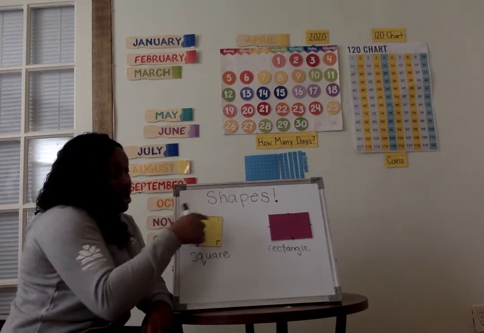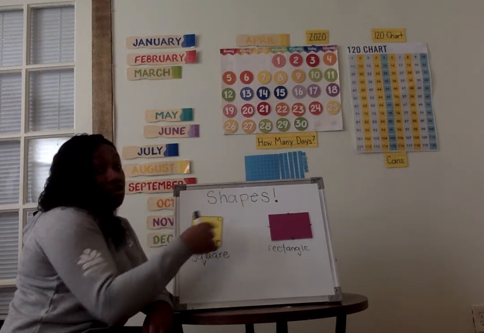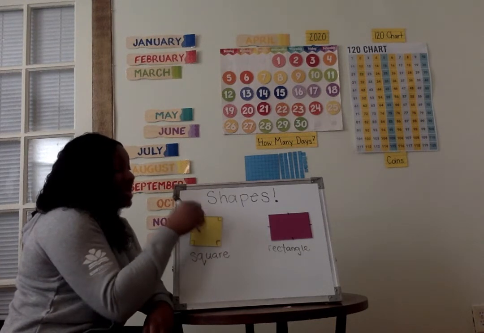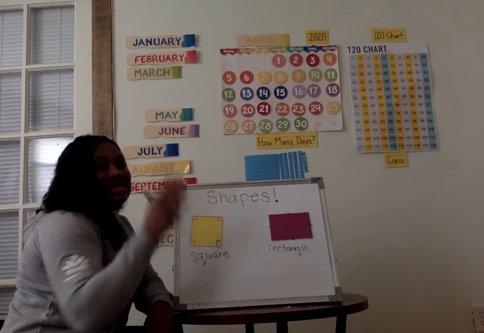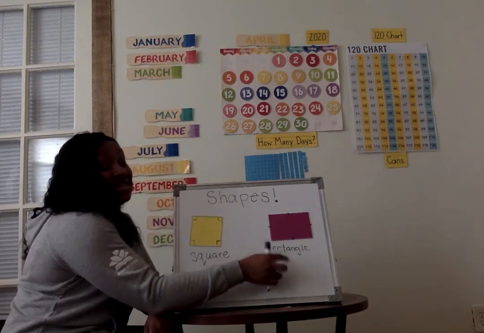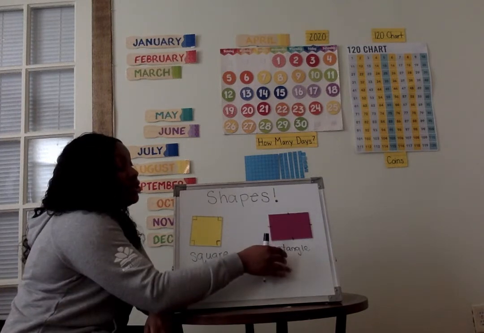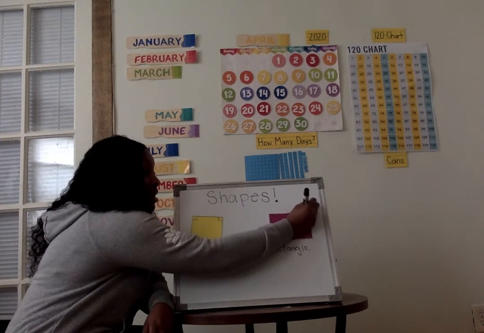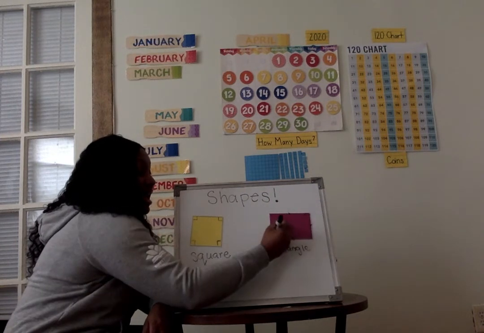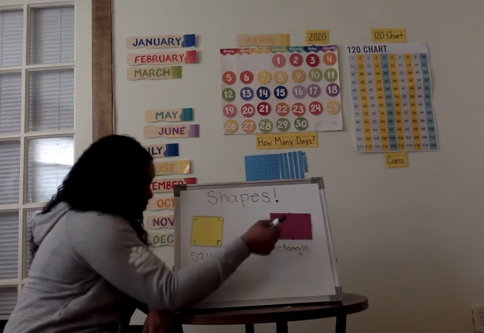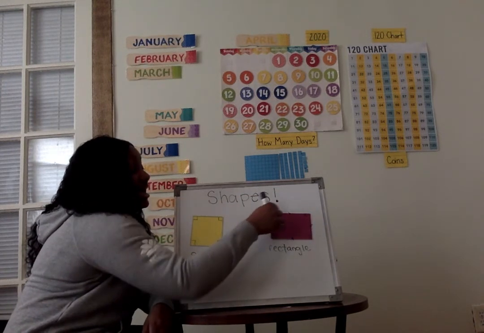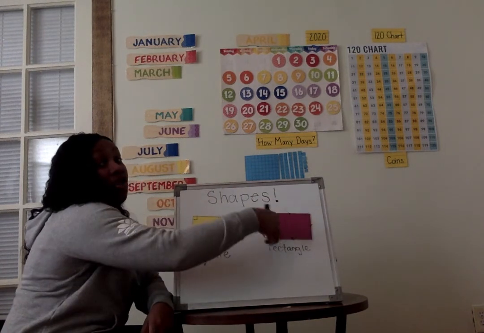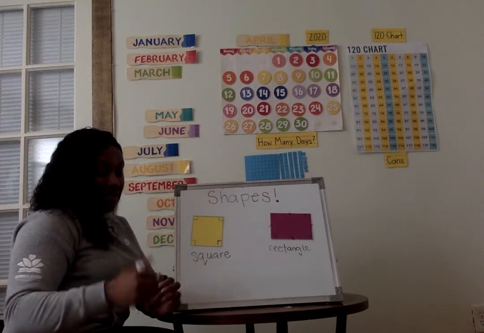So let's review. This is called a square. It's a closed shape. It has 4 right corners or 4 right angles, and all the sides are the same length. This is a rectangle. It's also a closed shape, and you can put a little L in all the corners to show that they are right corners. And it does have 4 straight sides. What makes it different from a square is that all the sides are not the same length.